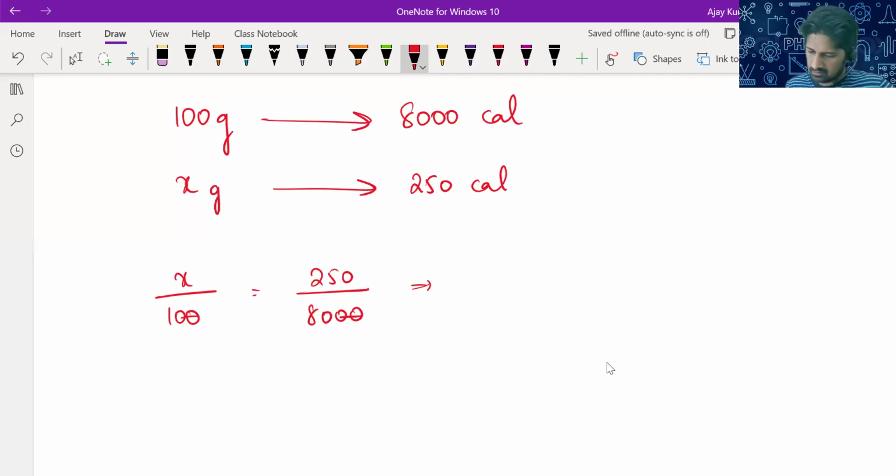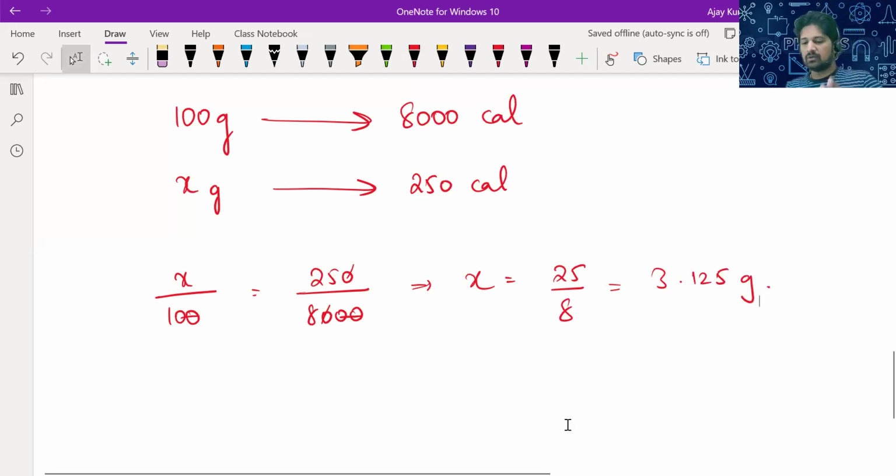So, remove the zeros, that's all. One more zero also can be removed. So you get x is equal to 25 by 8, which is 3.125. So 3.125 grams of water would have converted to ice.